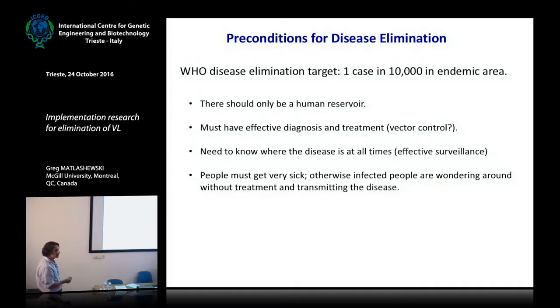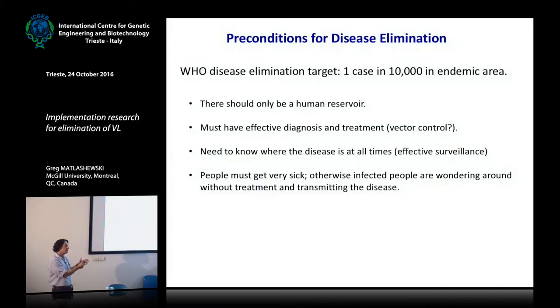Surveillance is key. You have to know where the disease is. You have to know where the cases are. You have to be able to identify them as soon as possible. So this is often a difficult aspect, especially when you have a very large population, such as in Bihar in India. And one other thing, the disease you want to eliminate has to make people very sick.